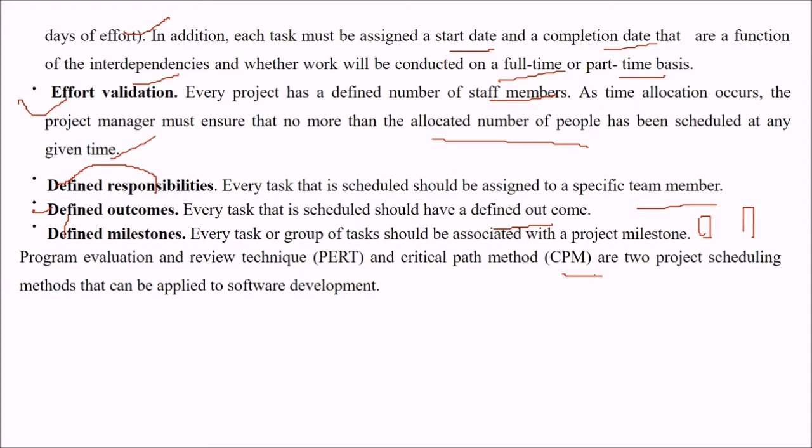PERT and CPM, program evaluation and review technique, and critical path method. These are two project scheduling methods that can be applied to software development also. We also have a Gantt chart. Gantt chart can also be used. Program evaluation and review technique, critical path method, and Gantt chart.